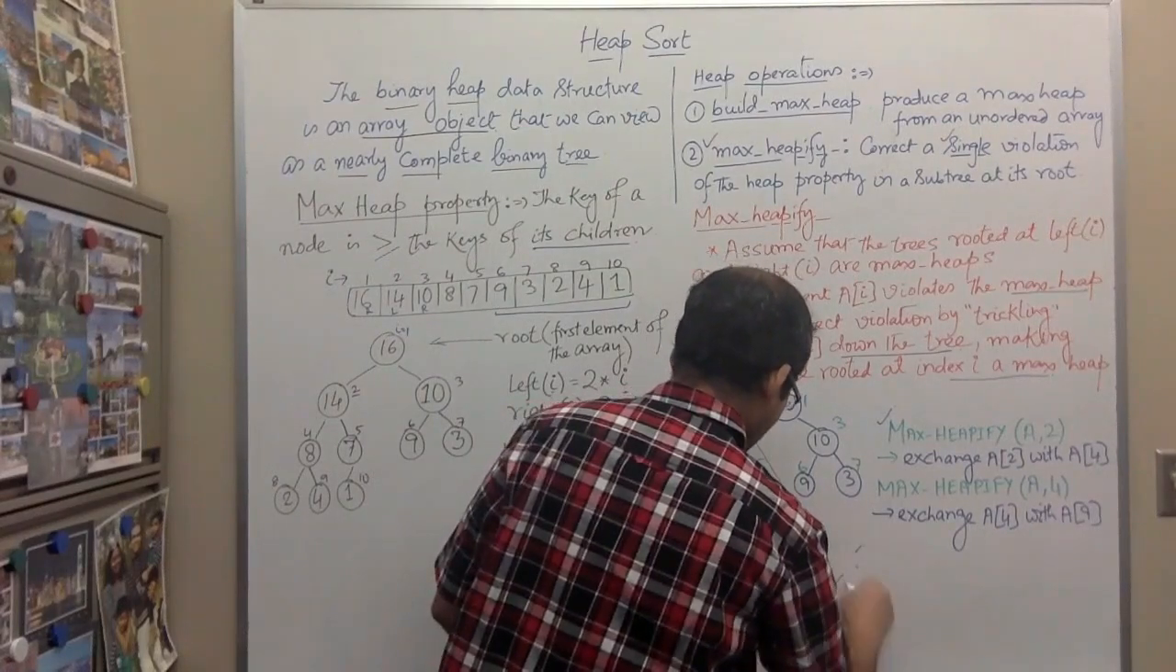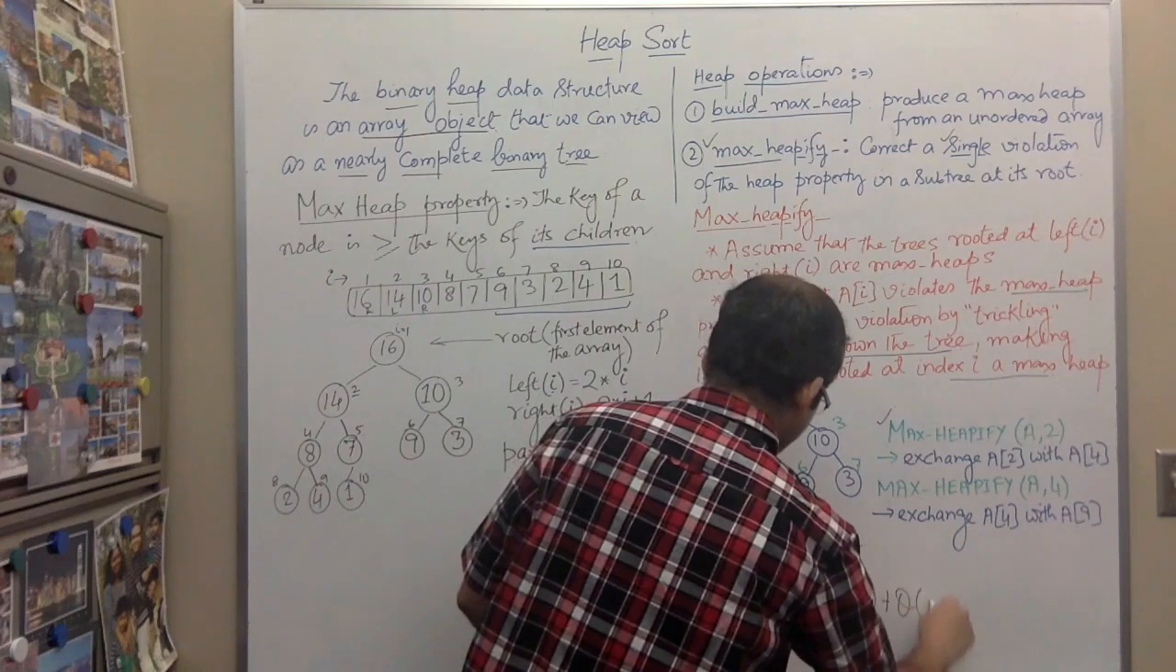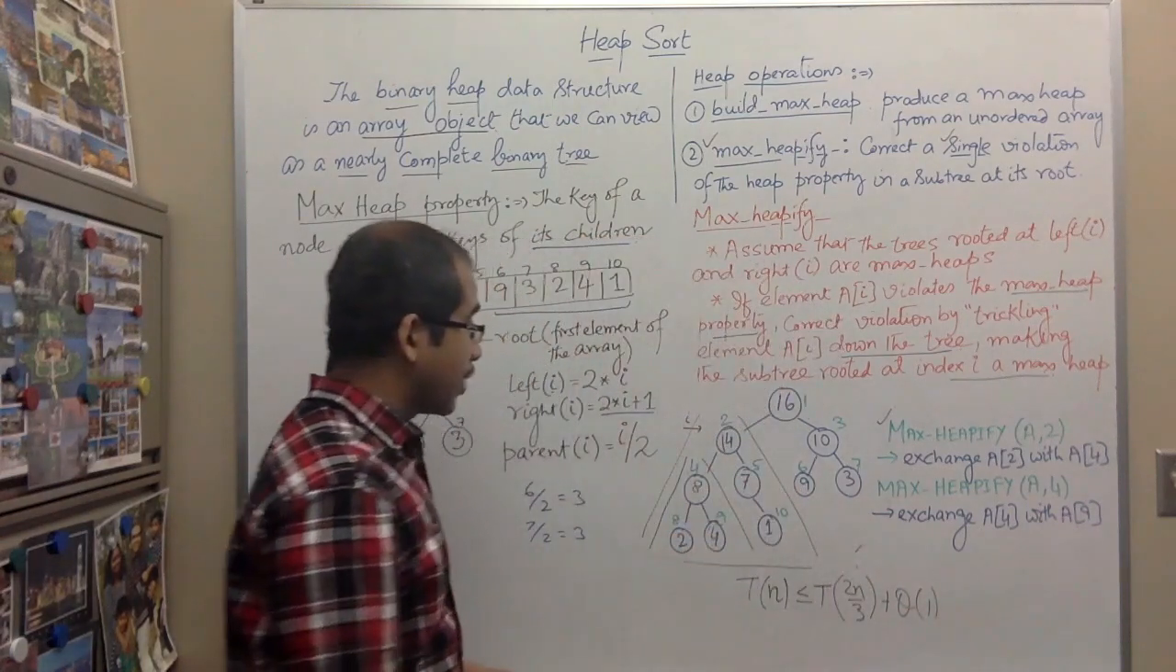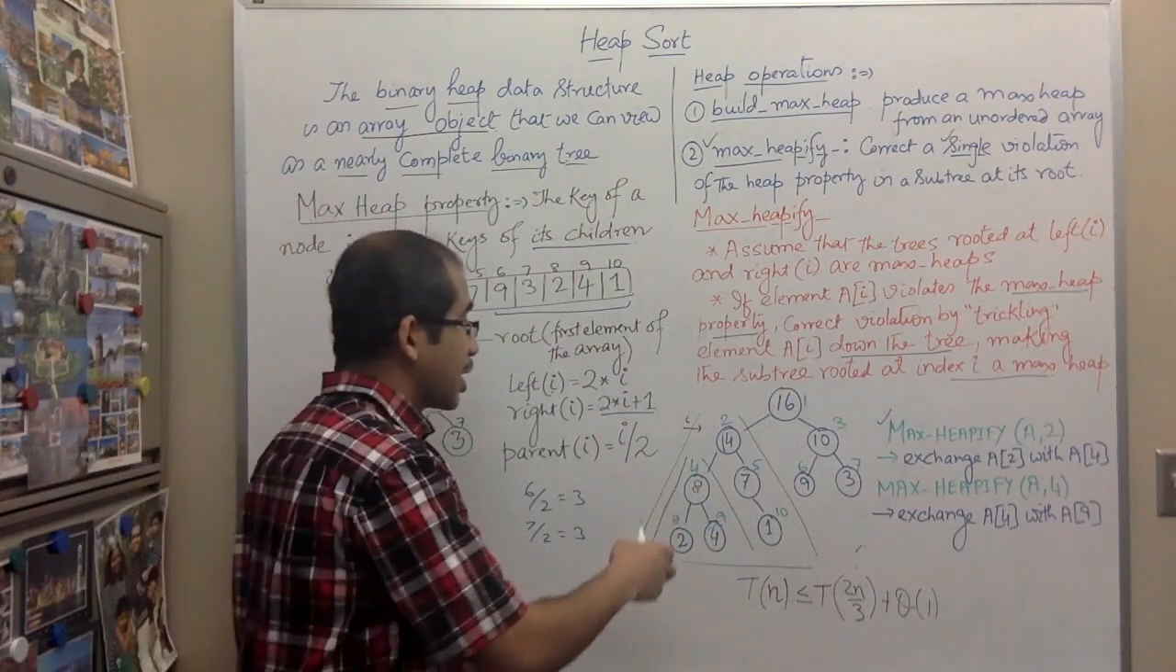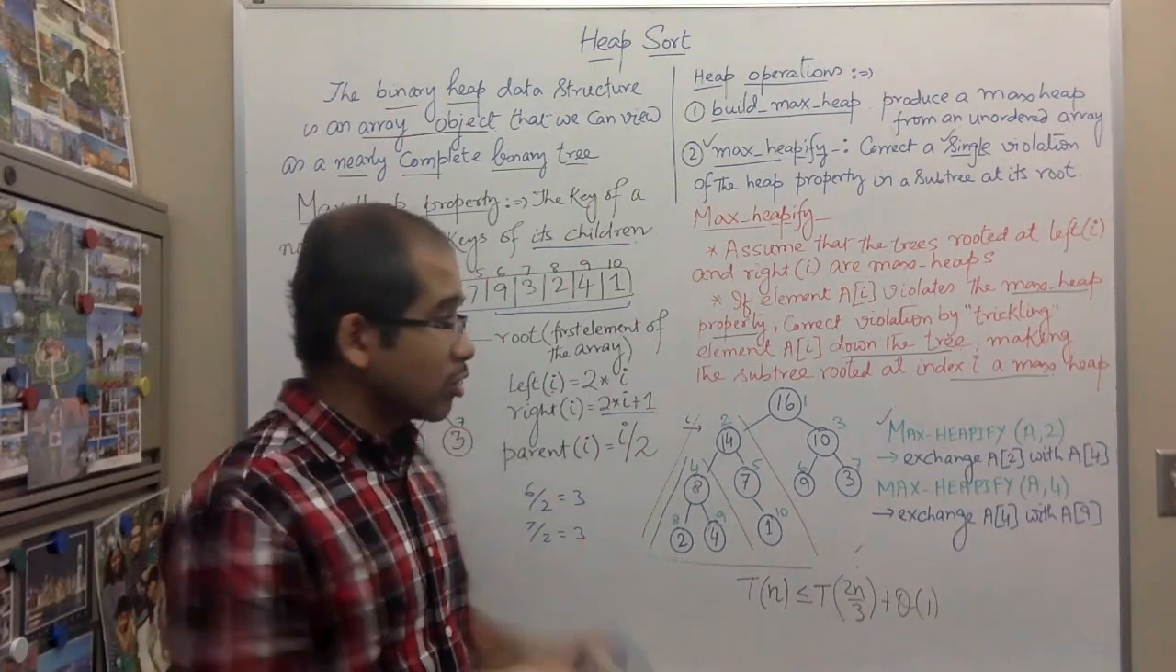T of 2n by 3 plus theta of 1. Why theta of 1? Because fixing the errors, like swapping, is a constant time operation. This takes fixed time, just swapping.